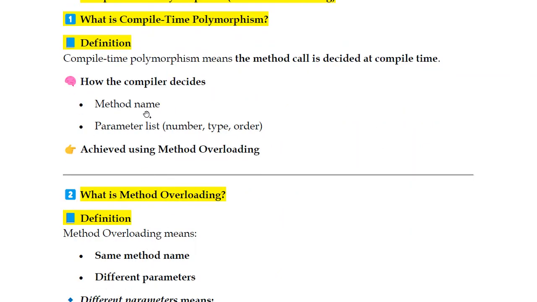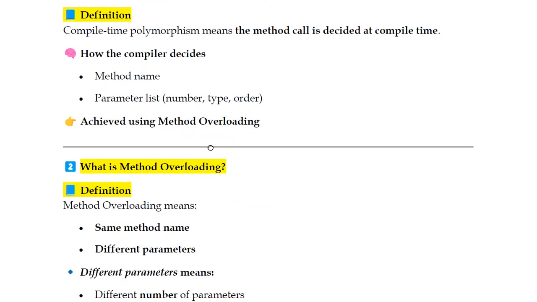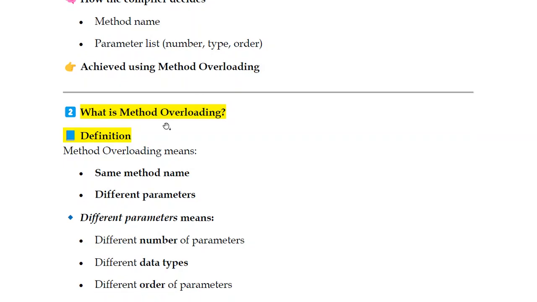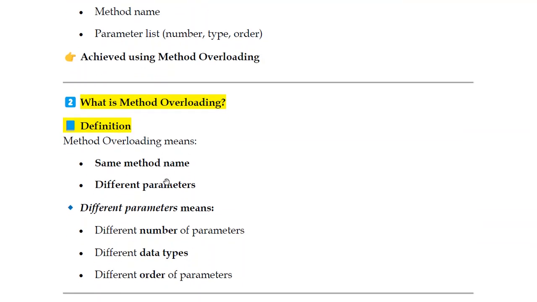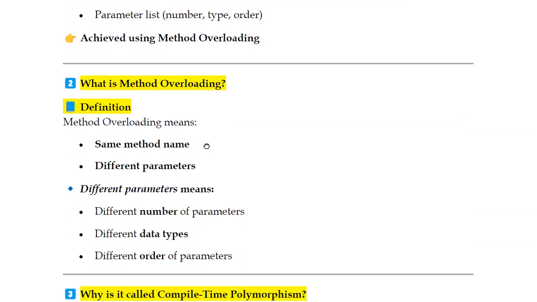Next, what is meant by method overloading? We already discussed how the compiler decides. Now how it is achieved using the method overloading concept comes into the picture. Using this method overloading concept, we are achieving compile time polymorphism. Method overloading means same method name, different parameters. Same method name, different parameters.